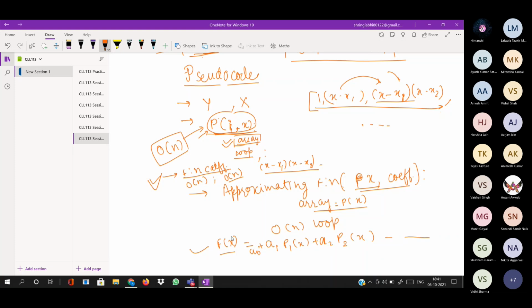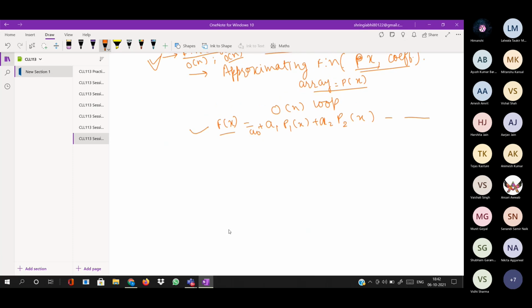I hope this is clear. If anyone has any kind of doubt in any of the steps, please ask. Okay, then it is clear to all of you. So this last thing, tell me the time complexity of this. Just tell me the time complexity of this. Yes, big O of n.